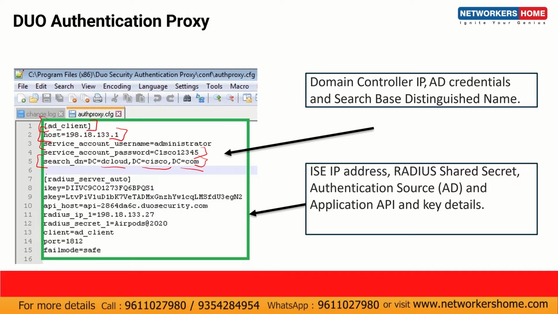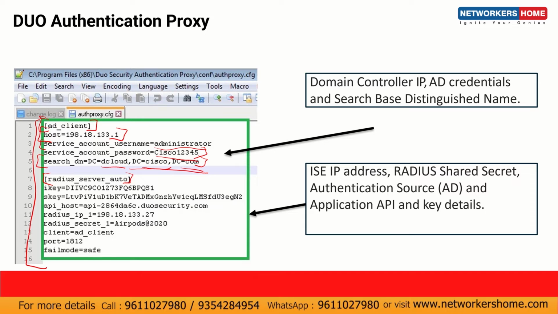The next section is radius_server_auto. Make sure you maintain the syntax and these things which are mentioned, except the parameters. The parameters after the equals sign will change based on your organization's network. The rest you have to keep as it is, because it's the syntax of the auth proxy, and when you download it, these parameters will already be present. You just have to replace them with the organization-specific parameters.